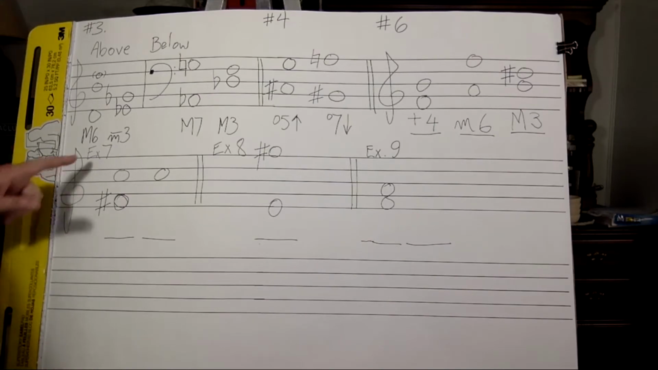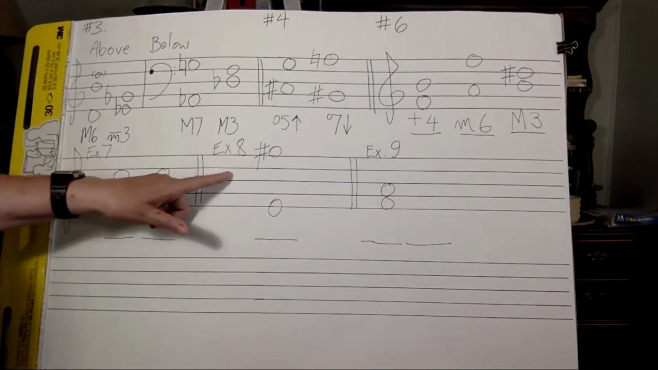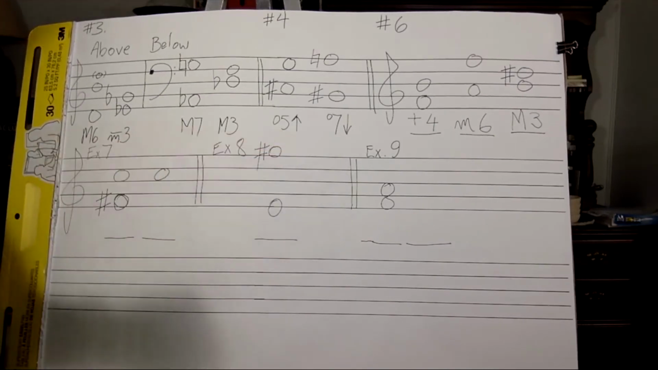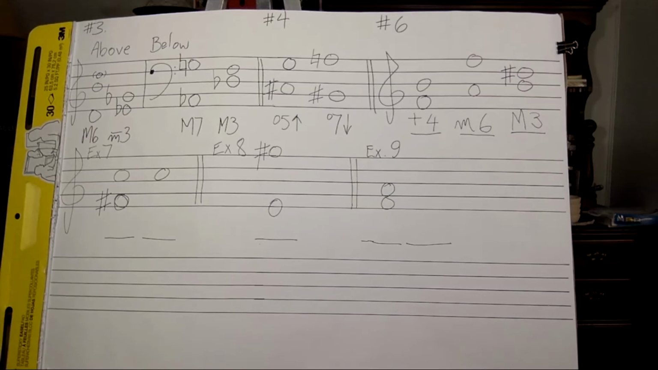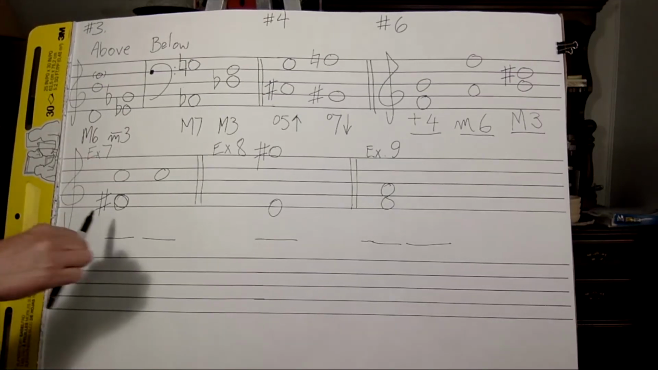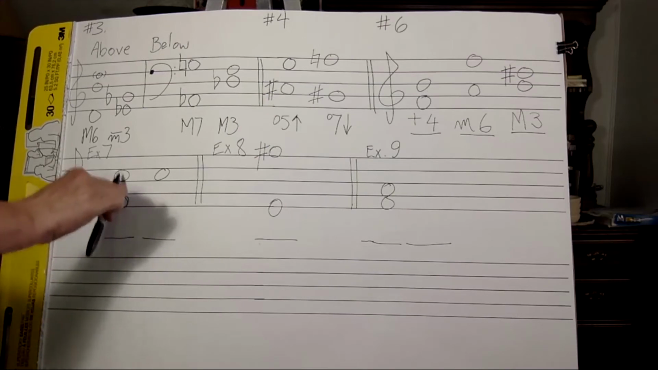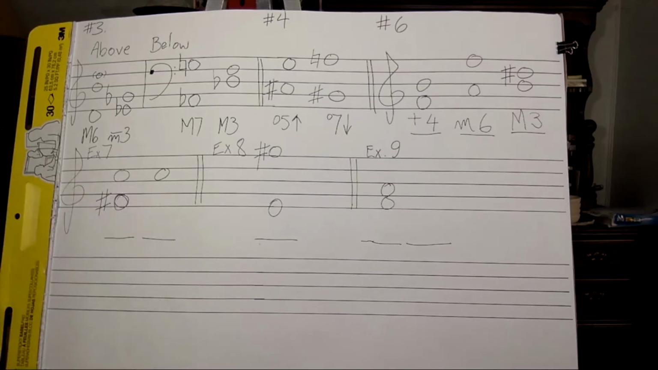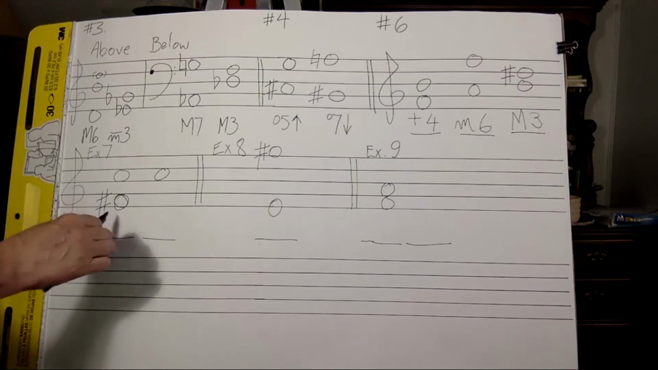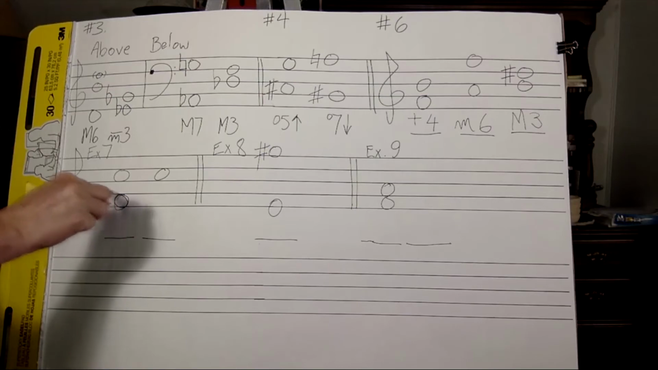The problems from exercise 7, 8, 9, and 10 need a little bit of explanation. So do pay a good bit of attention. Exercise 7 asks us to identify the interval that we have and then give an enharmonically equivalent interval. And to do that, we're going to rewrite the note that has an accidental on it.